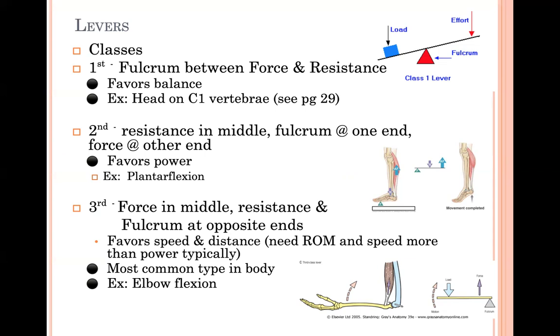And then we have our third class levers, which are the most common in the body. This is when your force is in the middle, your resistance and fulcrum are at opposite ends. So this is a favor of speed and distance. So need for range of motion and speed more than power is typically. Again, this is the most common type in the body, and think of that elbow flexion. So that elbow flexion is a very good example of that.